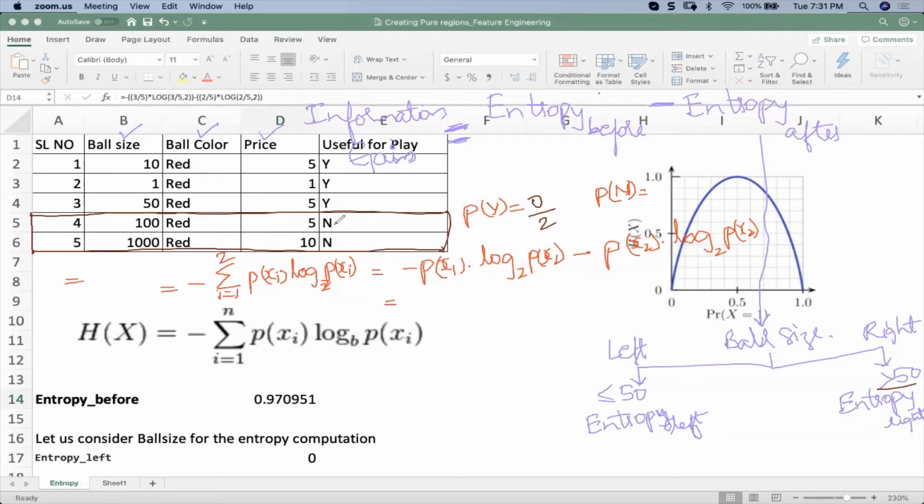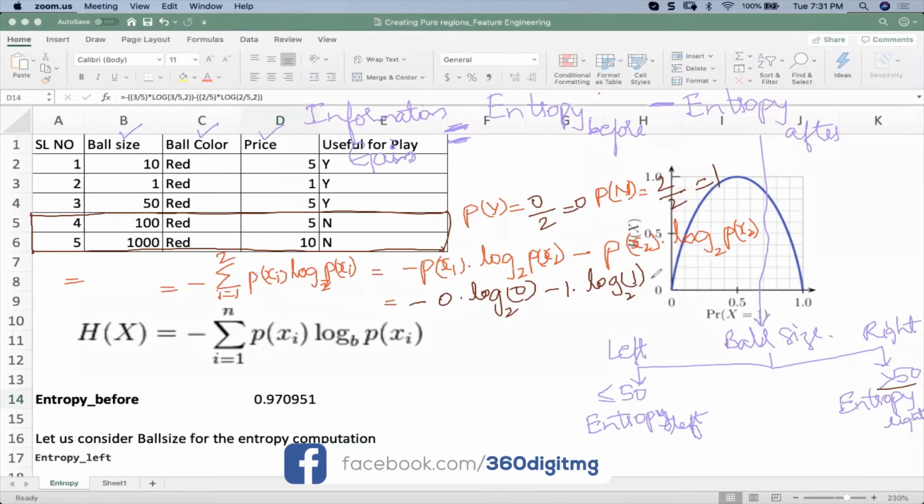How many times do you have no? 2 times out of 2. So here you get 1, here you get 0. So when you substitute that, what do you get? Minus p of y x1, that's 0, 0 into log of 0 base 2 minus 1 into log of 1 base 2. 0 into anything is 0, log of 1 is also 0, so 1 into 0 is 0. So overall you'll get once again 0. Towards the right hand side also you would get 0.